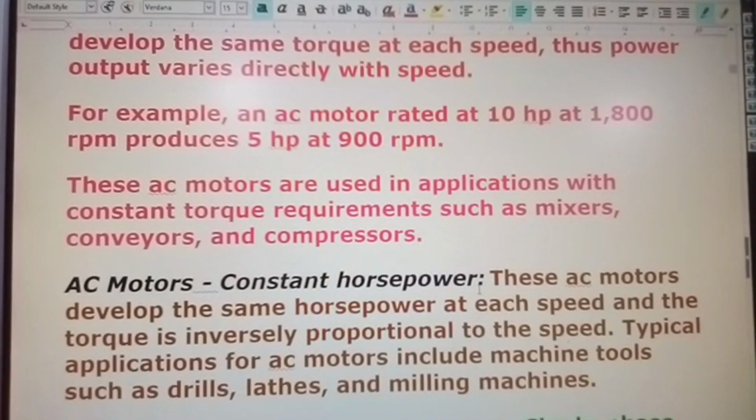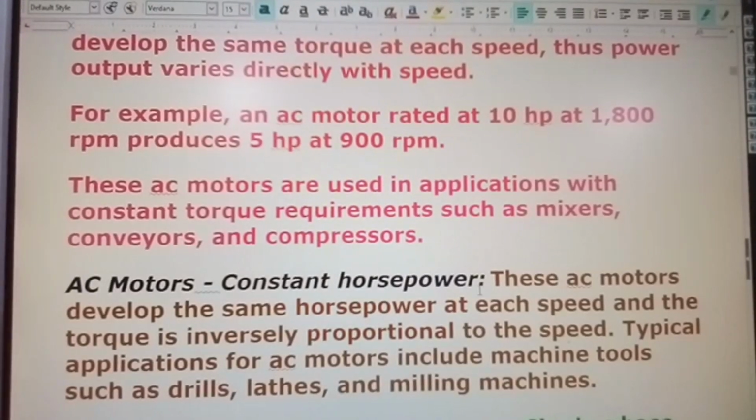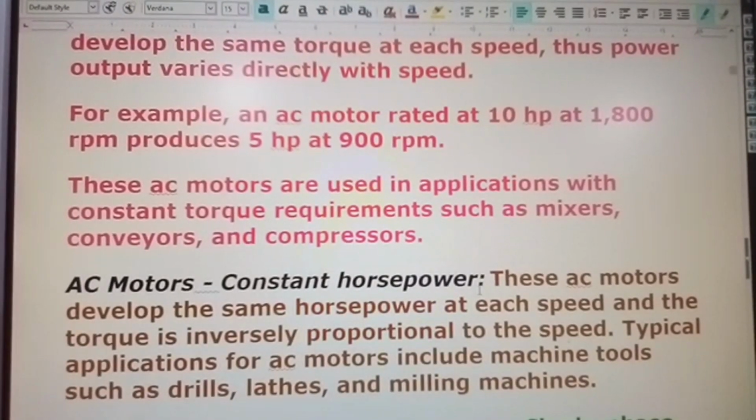Now again here, we're just showing you where these motors can be applied and where they can be used and where they're most efficient and effective.